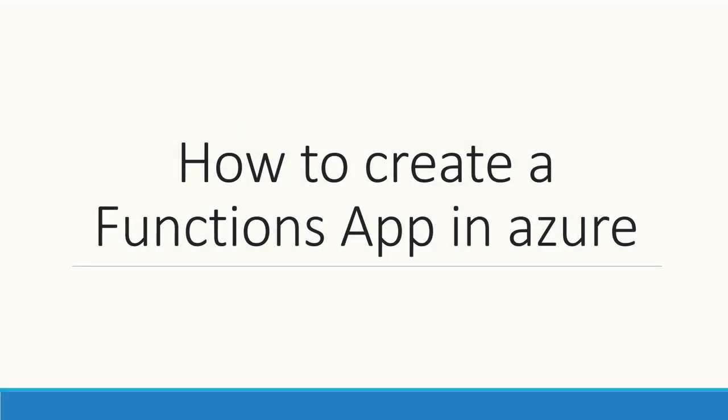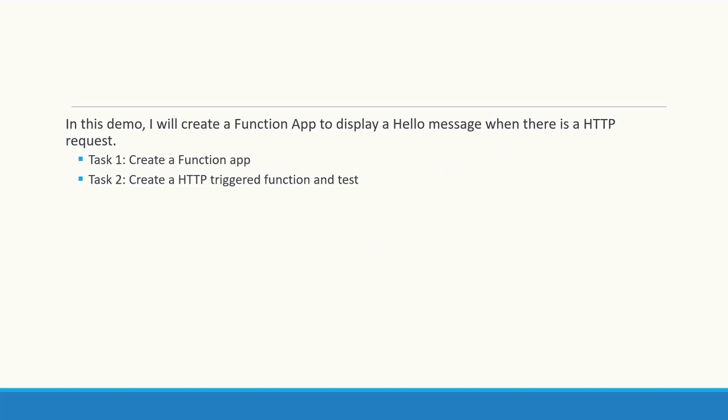In this demonstration, I'm going to show you how you can create a function app in Azure. I'm going to create a function app to display a hello message when there is an HTTP request. Basically, there are two tasks that I need to perform. The first one is that I will create a function app, and the second task is that I will create an HTTP trigger function and test it.